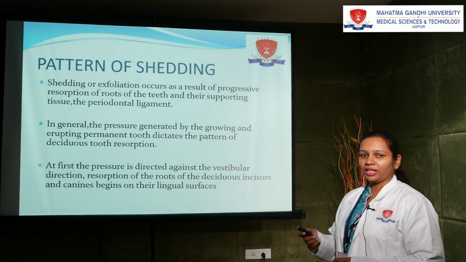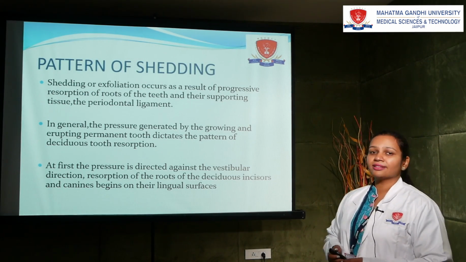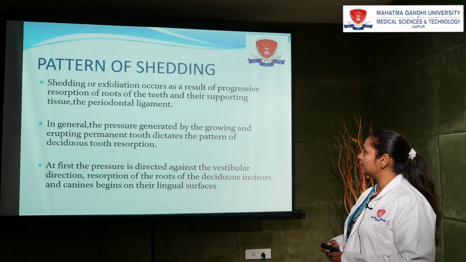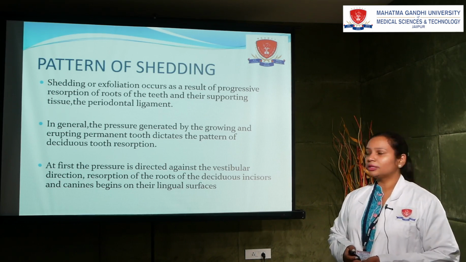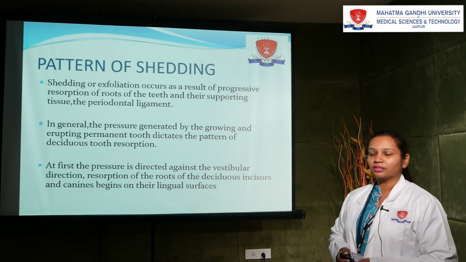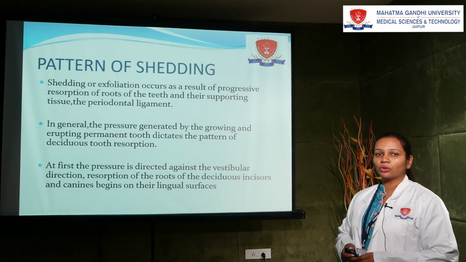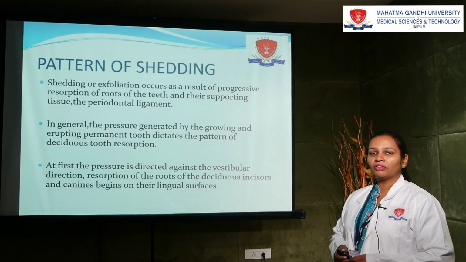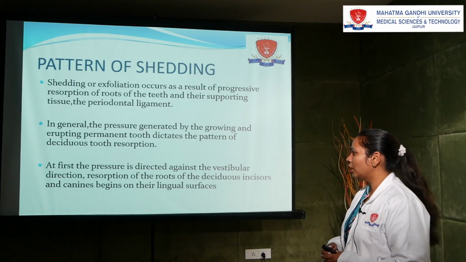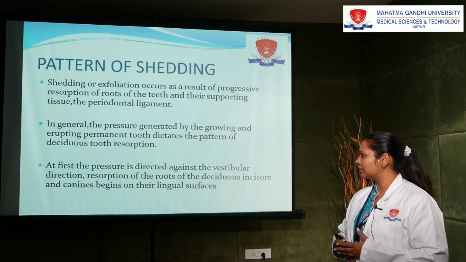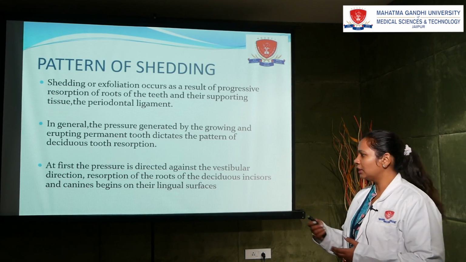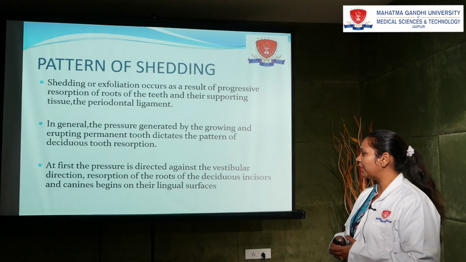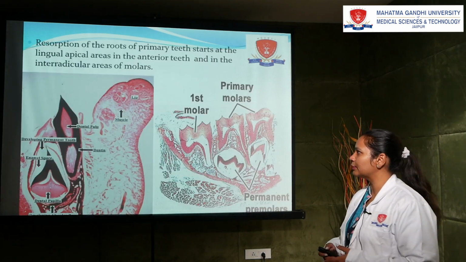The pattern of shedding. Shedding occurs as a result of progressive resorption of roots of the teeth and their supporting tissue, that is the periodontal ligament. In general, the pressure generated by the growing and erupting permanent tooth dictates the pattern of deciduous tooth resorption. At first, the pressure is directed against the vestibular direction. Resorption of the root of the deciduous incisors and canines begins on their lingual surfaces.